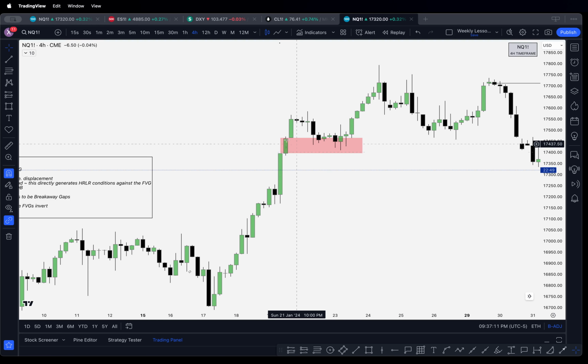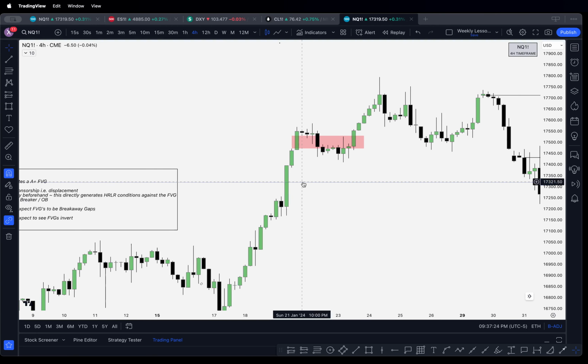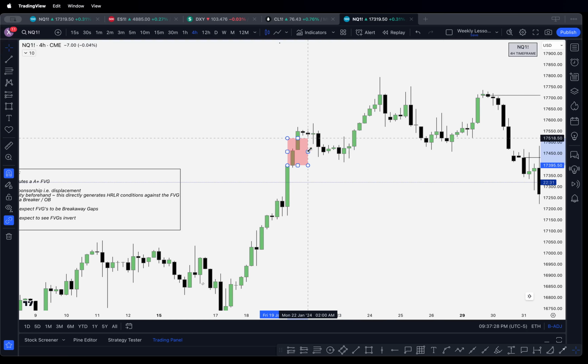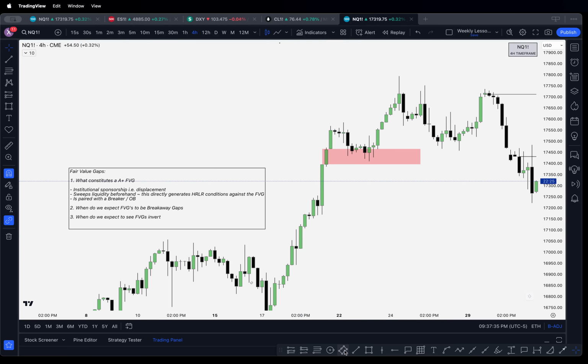Is there any breaker or order block in here? No. What about this one? No. So in my mind, these are still valid fair value gaps, right? But they don't have an associated structure of an order block or a breaker for me to give them an A+ rating. What would be better would be this fair value gap down here.